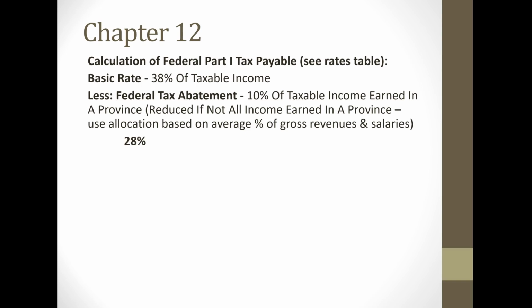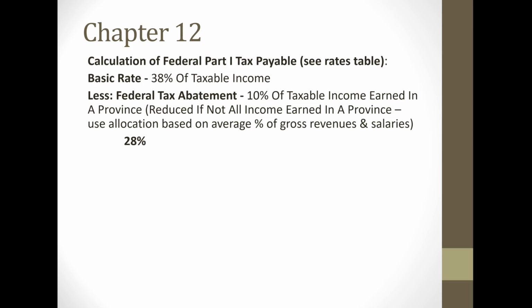Now this abatement is basically saying, well, since the provinces are going to be taxing the income as well, we're going to reduce the federal amount by 10%. So if the income was earned in a province in Canada, then that income gets a reduction of 10% at the federal level. Now, if the income was not all earned in a Canadian province, maybe some of it was earned outside of Canada, then that amount of income would not be subject to this 10% abatement. But let's assume that the income was earned all in Canada in a province.